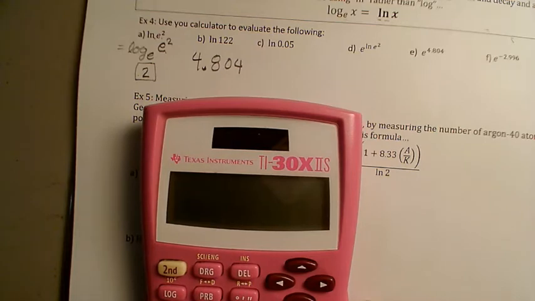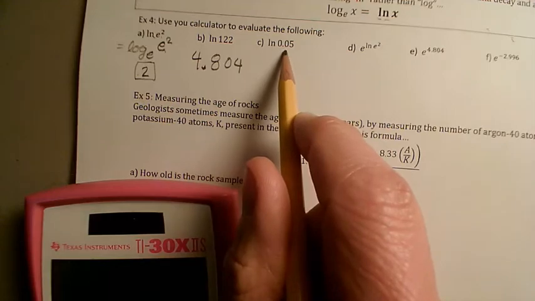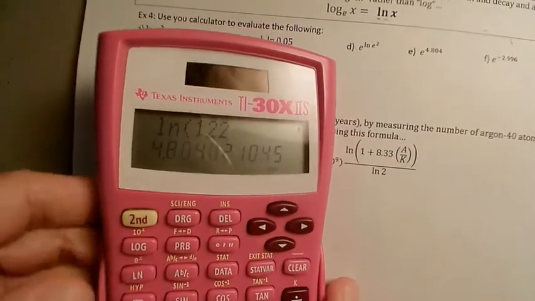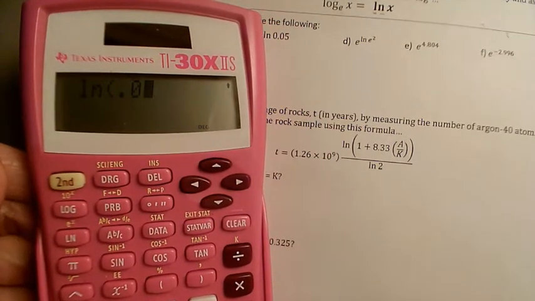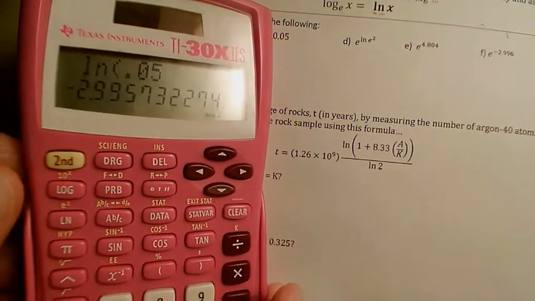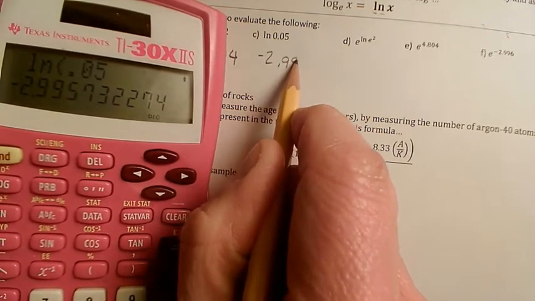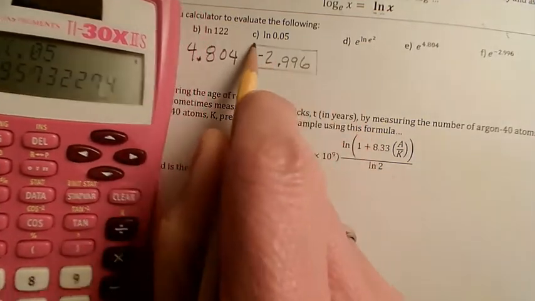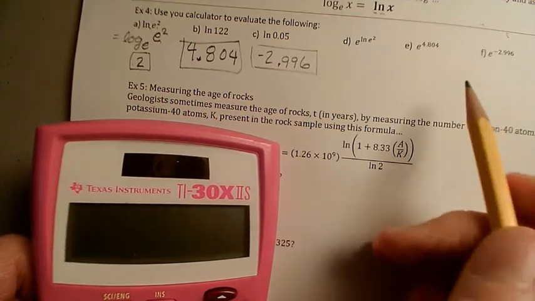Now let's look at the next one. So the natural log of 0.05, you're just plugging that straight into your calculator again. So we do natural log of 0.05, natural log of 0.05, and hit enter. We get negative 2.99, okay. Again, just plugging those straight into your calculator.